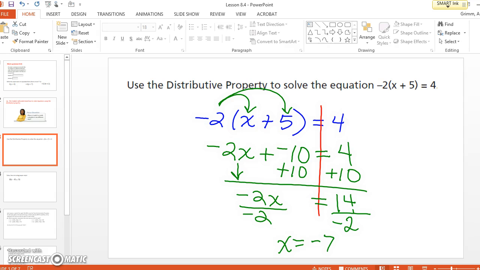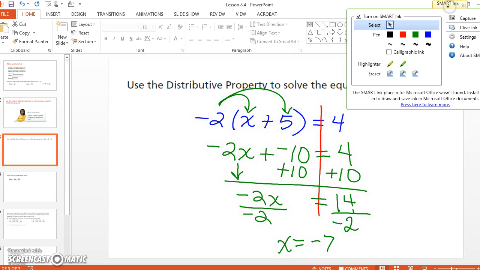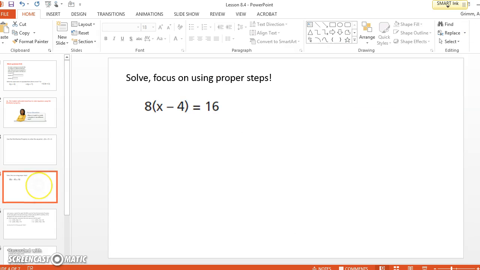Okay, questions on that before I keep going? Is that making sense? See, it's really not any harder. It's just adding another step, but it's everything we've already done. All right, let's try another one. Remember, we are focusing on proper steps. That's the number one thing that we're really focusing on. Okay, so we're going to start by drawing our line.